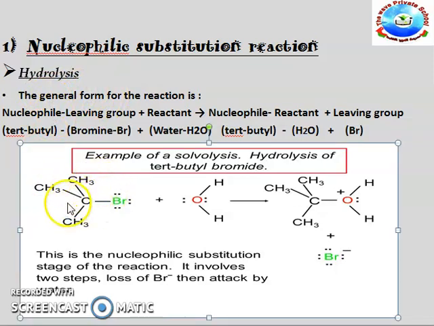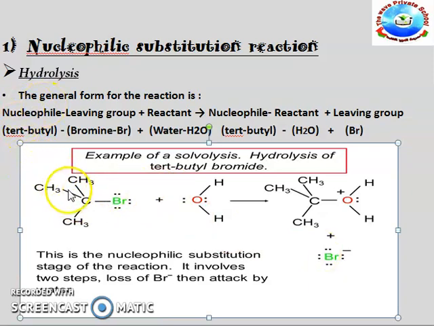Now see, student, this is a nucleophile, that is tertiary butyl, attached to Br. So this is the leaving group, and this whole compound is going to react with the reactant. And what is this reactant? It is the water molecule, that is H2O. And what is the product formation? That is tertiary butyl gets attached with water and there is loss of bromine. You can compare this whole reaction with this general formula.